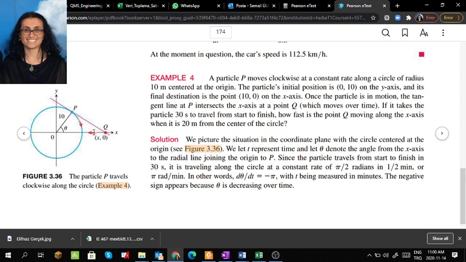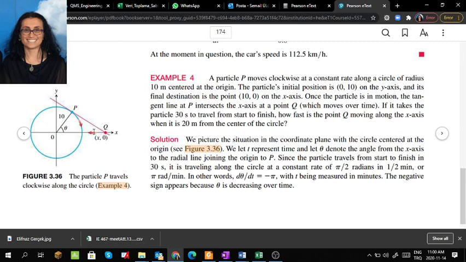A particle P moves clockwise at a constant rate along a circle of radius 10 meters centered at the origin. So this is the radius of the circle. The particle's initial position is (0, 10) on the y-axis, which is here, and its final destination is the point (10, 0). It wants to go to this point here. Once the particle is in motion, the tangent line at P intersects the x-axis at the point Q, which moves over time. That's right, Q is moving over time.